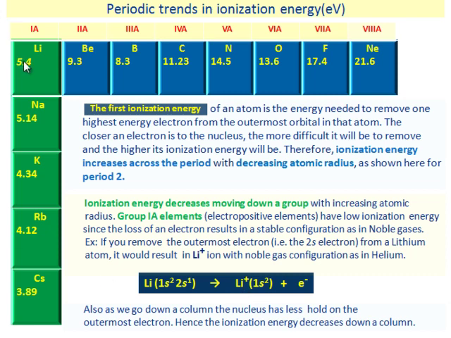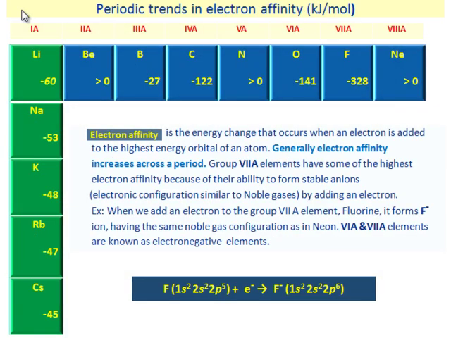Also, as we go down a column, the nucleus has less hold on the outermost electron. Hence, the ionization energy decreases down a column. Periodic trends in electron affinity, given here in kilojoules per mole. Electron affinity is the energy change that occurs when an electron is added to the highest energy orbital of an atom. Generally, electron affinity increases across a period.